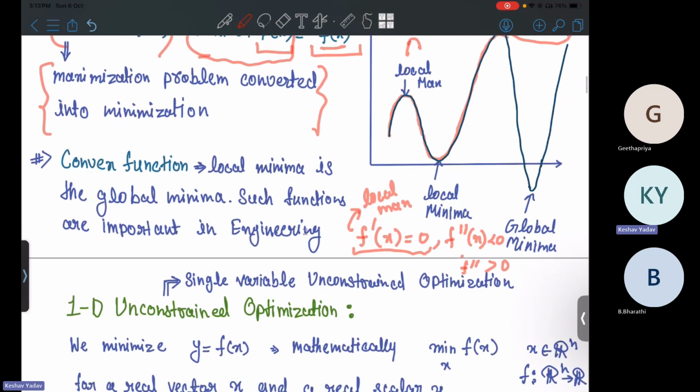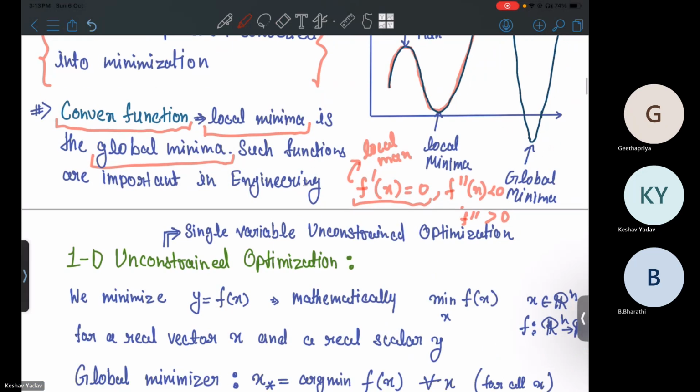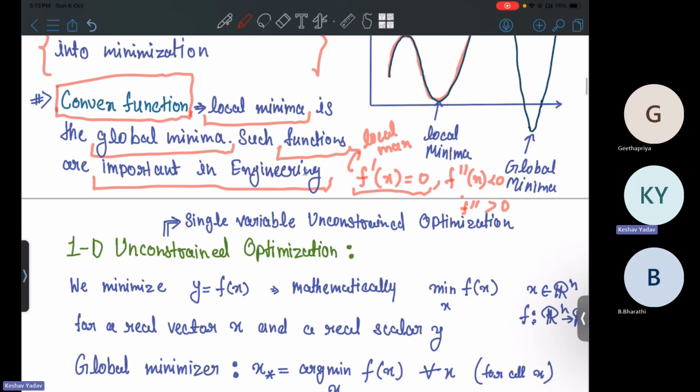So here we will study the convex function, where local minima is global minima only. Okay, the function will have only one minima, and you can call that local minima or global minima. Such types of function are many a time encountered in engineering problems. So we will study only that type of function in this course.